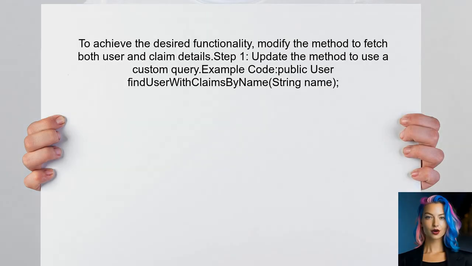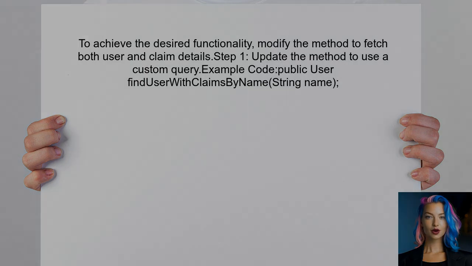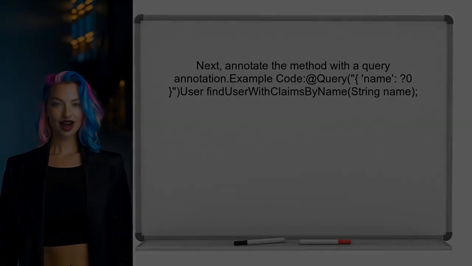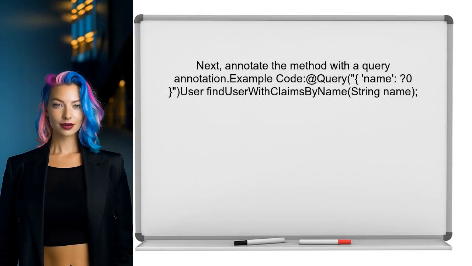To achieve the desired functionality, the user should modify the method to fetch both user and claim details in a single query. This can be done using Spring Data MongoDB's capabilities. Next, the user should annotate this method with the appropriate query annotation. This will allow the method to retrieve the user along with their claims in one go.